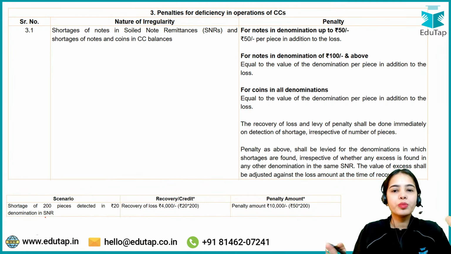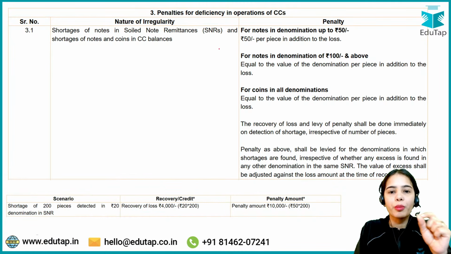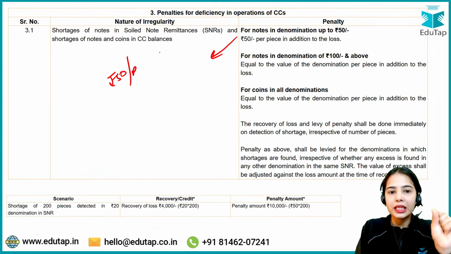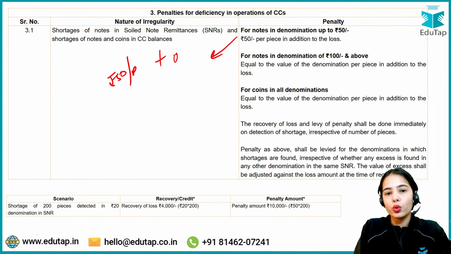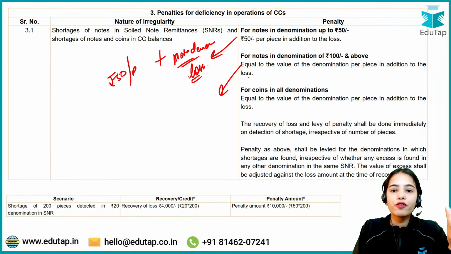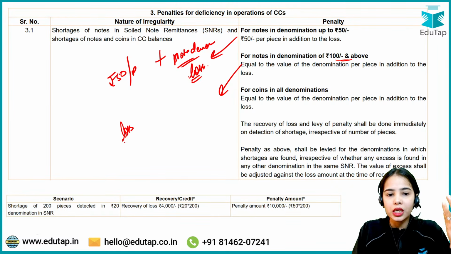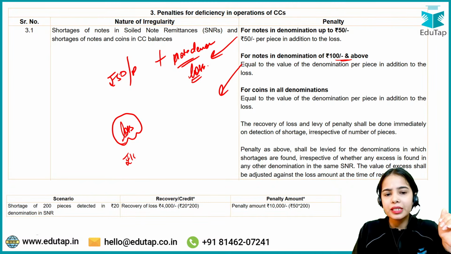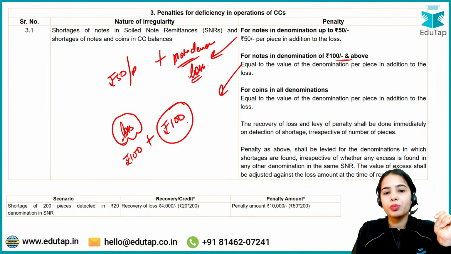This is the idea. So I hope it is very clear that for notes in denomination up to 50 rupees per piece, this is the penalty plus the note denomination that has to be paid. The loss has to be covered. For notes in denomination of 100 rupees and above, whatever is the loss has to be recovered, and whatever is the denomination, let's say 100 rupees, that has to be recovered, plus the same penalty will also be levied per piece.